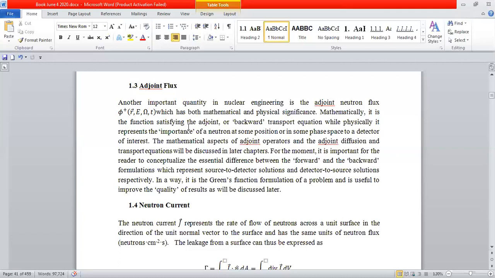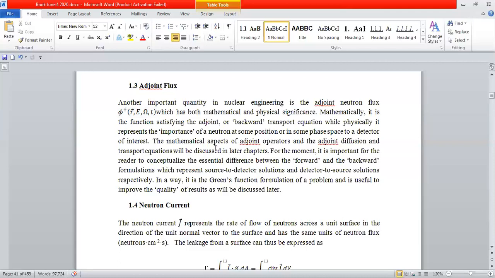A backward problem is where you're given the response of the sun on the Earth and you do not know the source term of the sun. So you want to go backwards from the effect, you want to find the cause. So that is called a backward problem. So this is where adjoint functions are important. So that's why we have the adjoint flux.